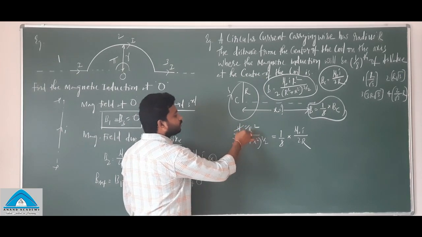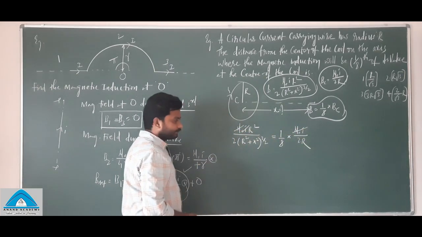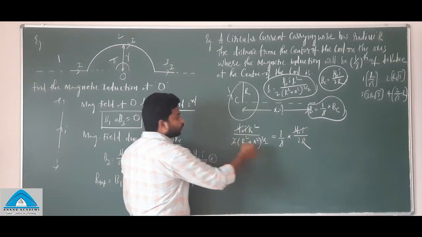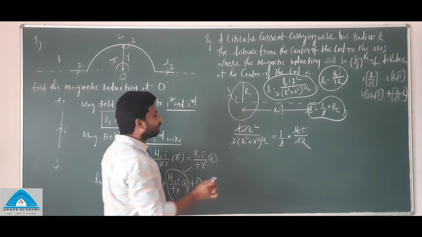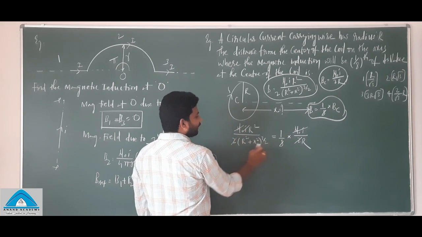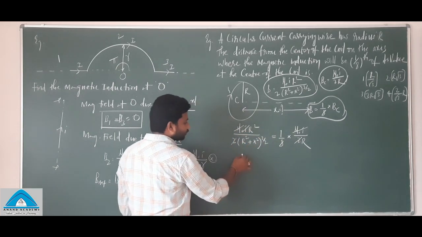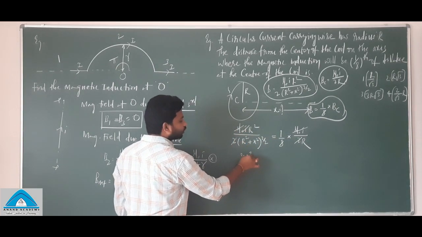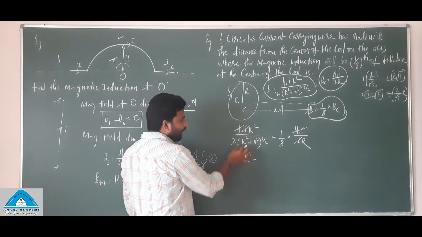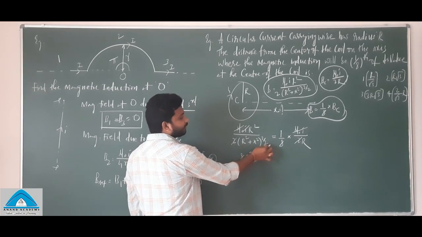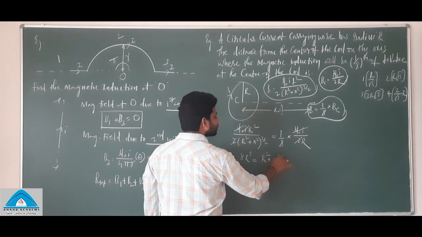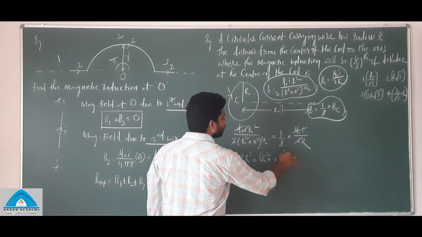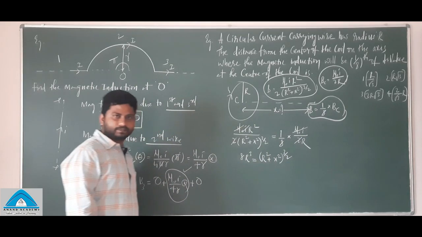Mu naught cancels, 2 cancels. What remains? Just cross multiply: 8r into r. So it is 8r cubed, which is equal to (r square plus x square) whole to the power 3 by 2 into 1. So that is (r square plus x square) whole to the power 3 by 2.